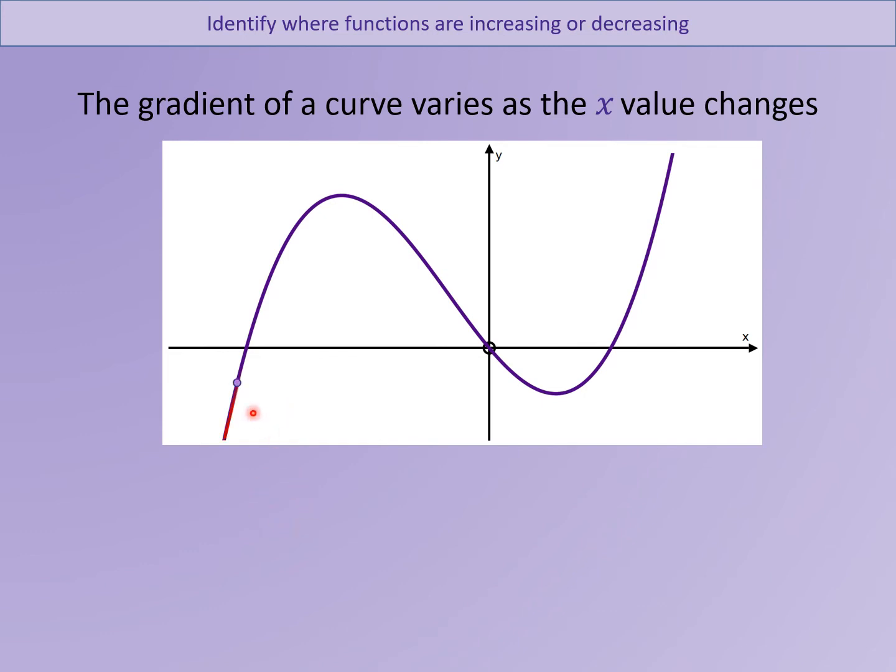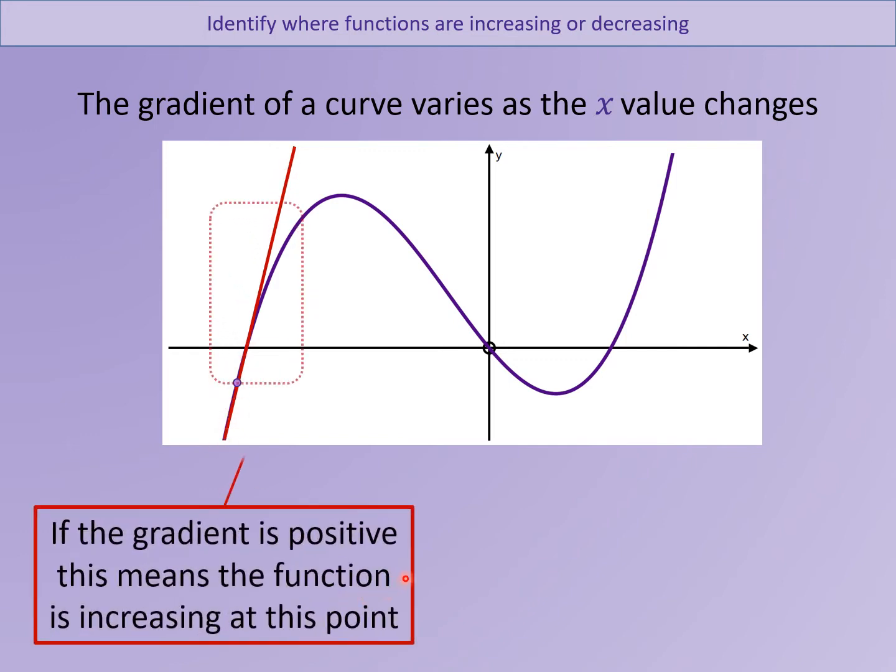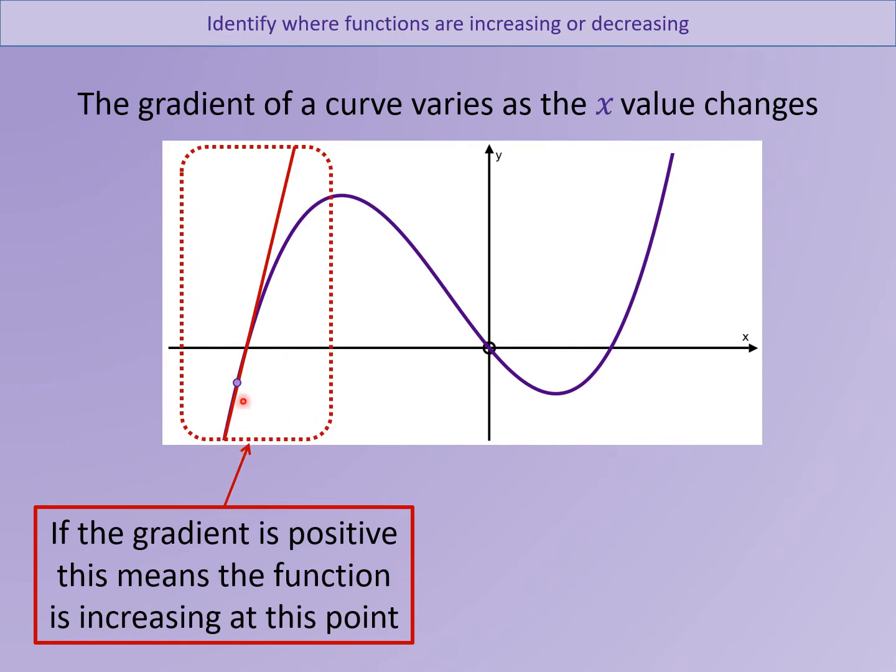Now, if you have a situation where a gradient is positive, like it is here, at this point, what we can say is if the gradient is positive, that means at that point just there, this function is said to be increasing. And in fact, it's increasing there, it's increasing there, it's increasing on this side just here, because the gradient is positive.